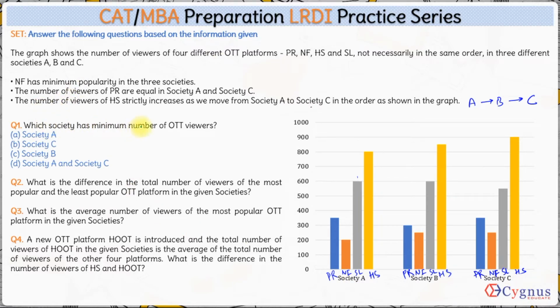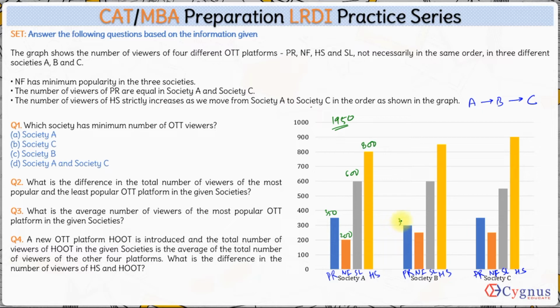Which society has the minimum number of OTT viewers? Okay, so we have to basically add all the OTT viewers of all the societies. For society A, this is 350, this is 200, this is 600 and this is 800. So the number of viewers for society A is 1400 plus 200 is 1600, plus 350 is 1950. This is for society A.